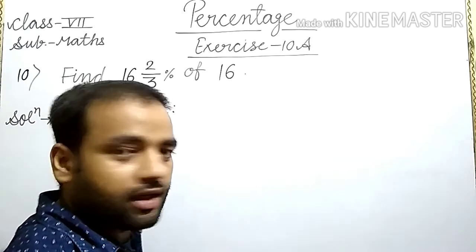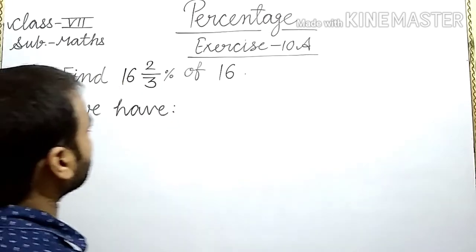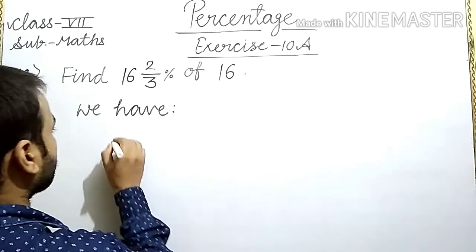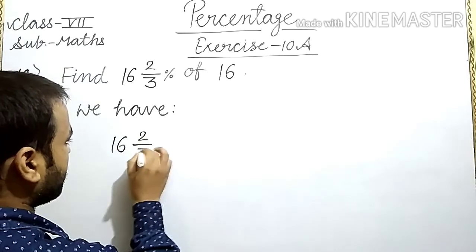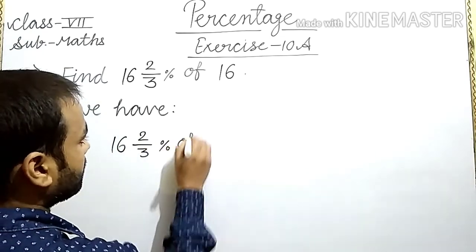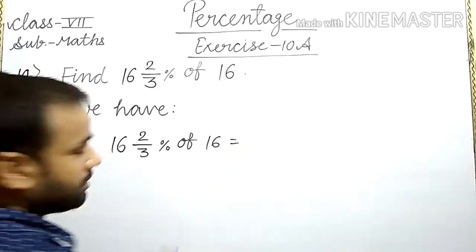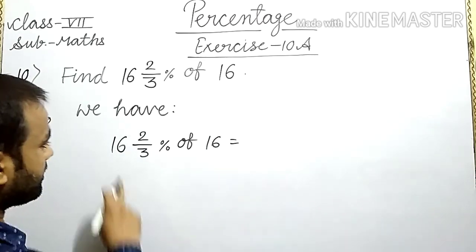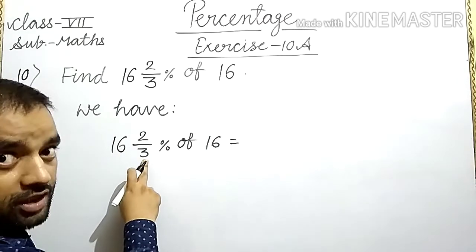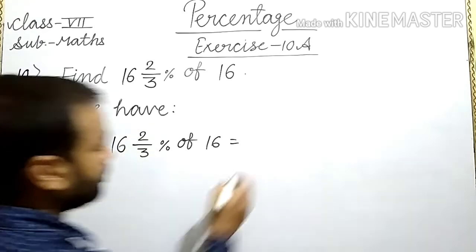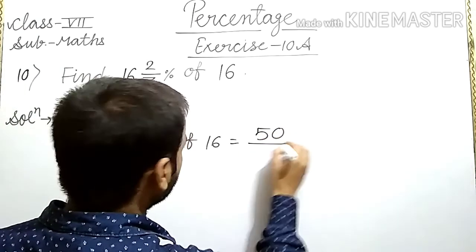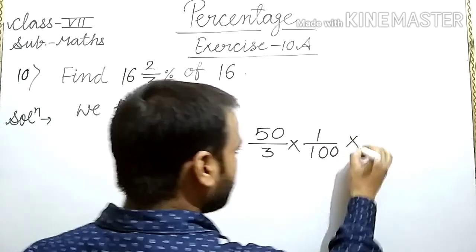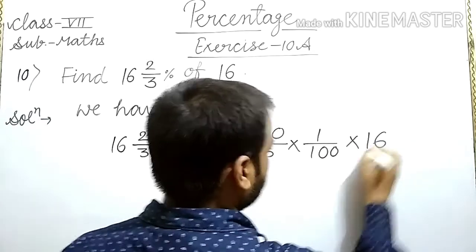In question number 10, find 16 whole 2 by 3% of 16. First of all, rewrite the question: 16 whole 2 by 3% of 16. 16 whole 2 by 3 change into an improper fraction. 16 threes are 48, plus 2, 50 upon 3. Percentage means 1 by 100. Of means multiply into 16.